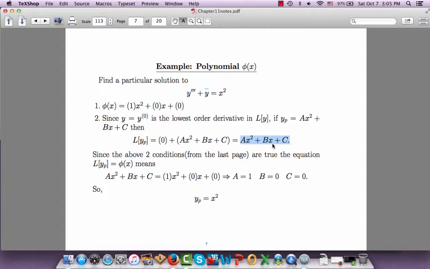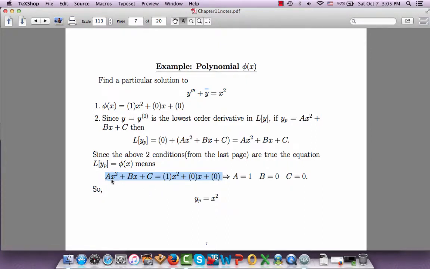But the point is, once you have simplified what your L of y_p is as the same kind of linear combination as phi of x, because our equation is equating those two things, we're just going to set them equal to each other. So these two quadratics have to be equal, but the only way two quadratics can be equal is if they have the same coefficients.